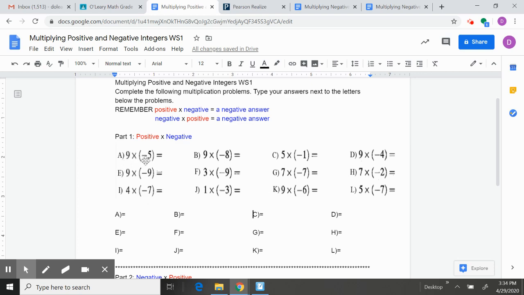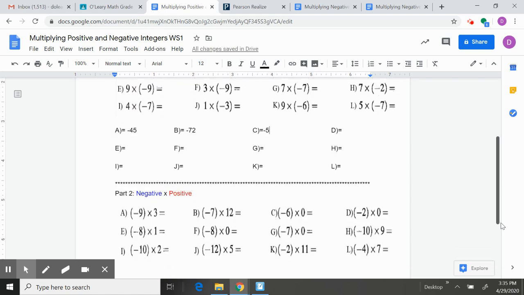So 9 times negative 5, that's going to be a negative. You're going to have to type your answers down here. And then 9 times 5 is 45. So my answer, negative 45. And you see it kind of kicks those problem letters over, so you might have to backspace them like I just did. 9 times negative 8. Well, I know that that's going to give me a negative answer. 9 times 8 is 72. And I'm going to show you problem C, and then I'm going to pause because it's going to be your responsibility to finish the rest. 5 times negative 1. Positive times negative is a negative. Negative 5.